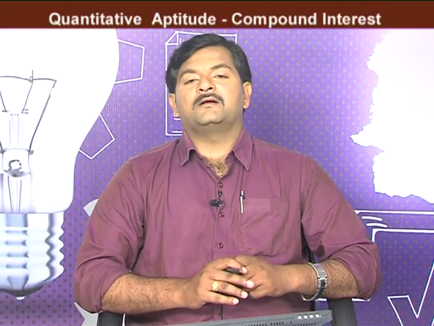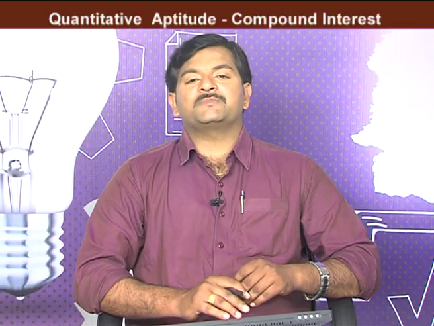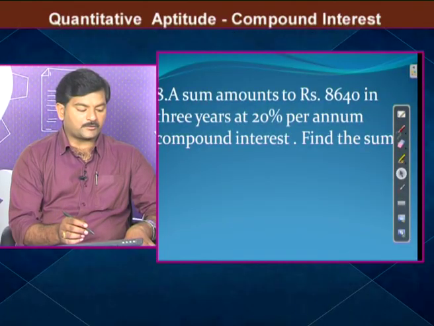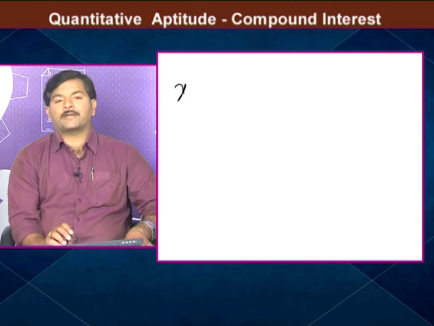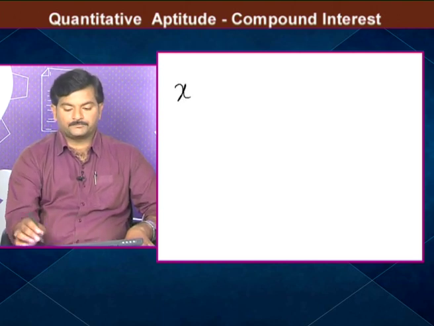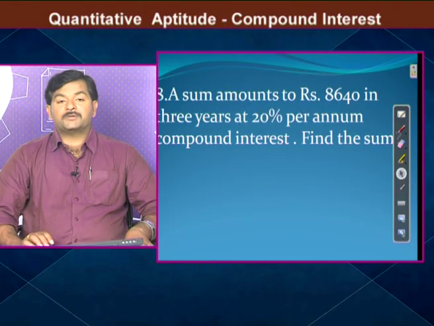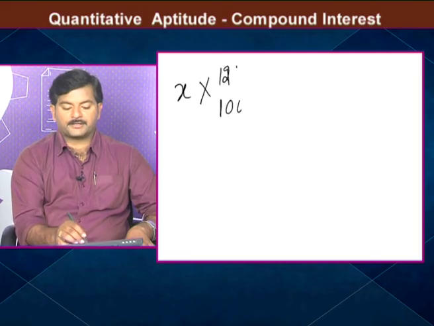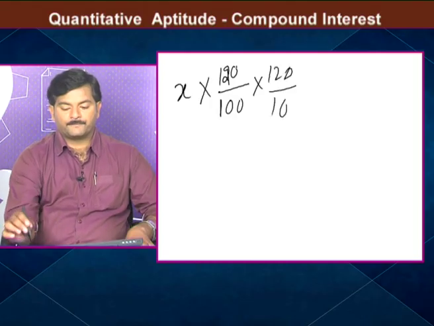But in this question, he has given the amount after 3 years and asked us to find the sum. Since he mentioned nothing, we have to assume that interest is compounded yearly. The amount is 8640 rupees. Let the principal amount be x. X into the rate of interest, which is 20%, so 120 by 100 into again 120 by 100.